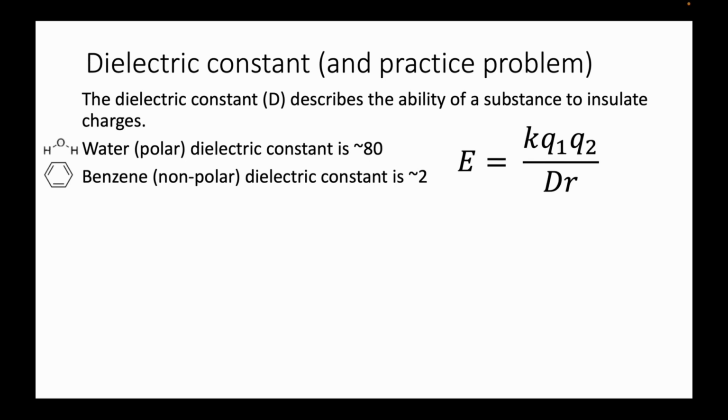So what is the dielectric constant? The symbol is a capital D, and it describes the ability of a substance to insulate charges. What do I mean by that? Let's say I have a charge and I try to pass it through water. Water is a pretty good charge insulator. It's not going to pass through very well. So it has a high dielectric constant because the charge is instead interacting with the water molecules. Benzene, which is a nonpolar molecule, passes charges really well, so the dielectric constant is small, like 2. If we had a complete vacuum, the dielectric constant for that is 1.